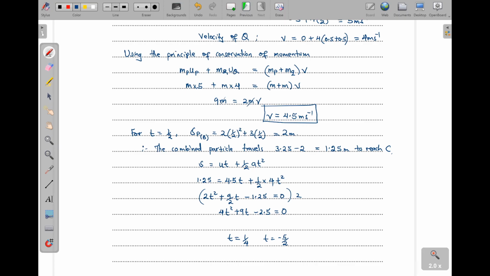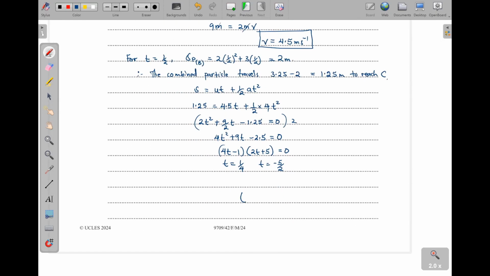You don't just write that, you need to show the examiner that you solved, okay? So cross multiply, give us a factor from which these roots are coming. So that will be 4t minus 1, because you bring the 1 back here. And then here, when you cross multiply, that will be 2t, then bring the 5 here, it will add up. So we shall have 2t plus 5, which is equal to 0. Of course, time cannot be negative, so therefore our value here is going to be a quarter, or 0.25 seconds.